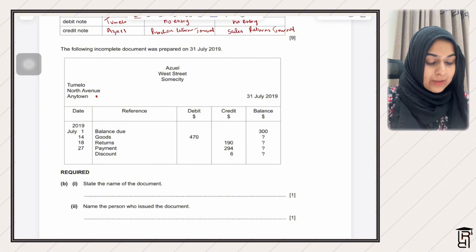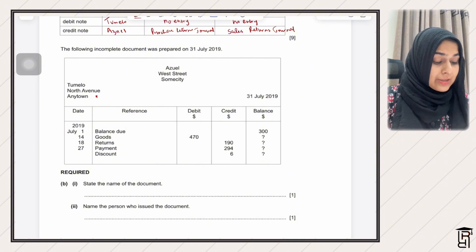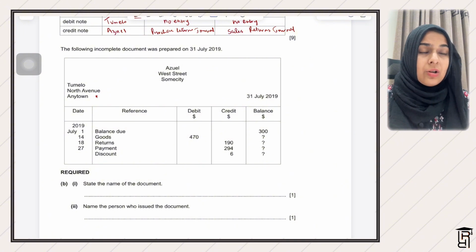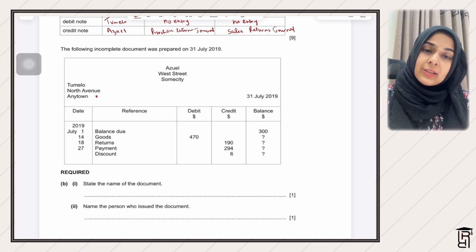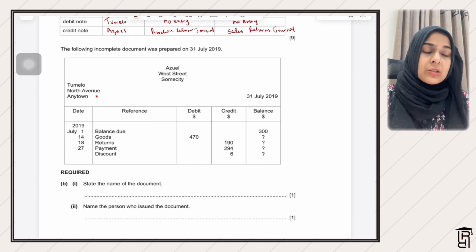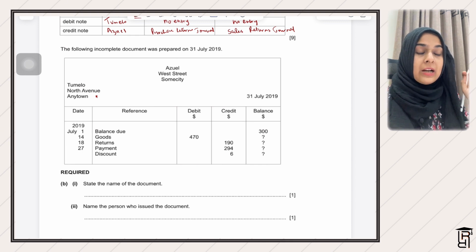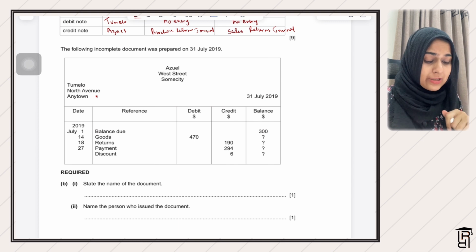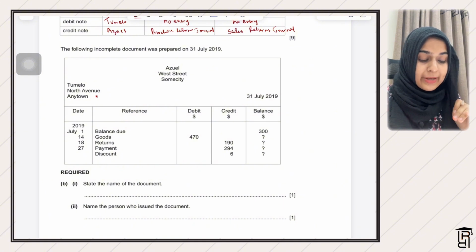So this is basically a statement of account, because a statement of account is the document which shows all the transactions with a particular customer. In this case, Tamello is the customer, Aswell is the seller, and Aswell is issuing this document. And notice it's 31st July on which she's issuing the document. Statements of account are always issued at the end of the month, after the whole month's transactions. So all of these transactions on different dates are taking place with Tamello.